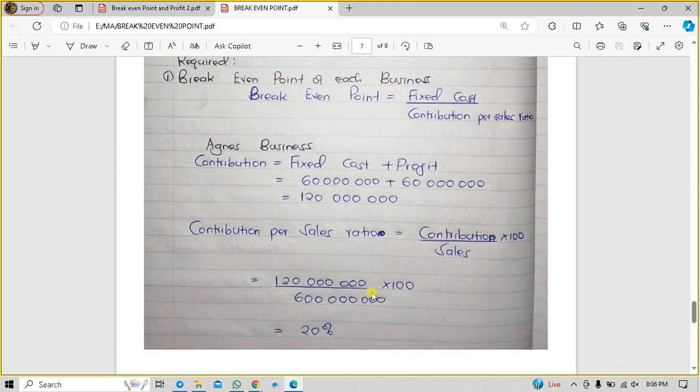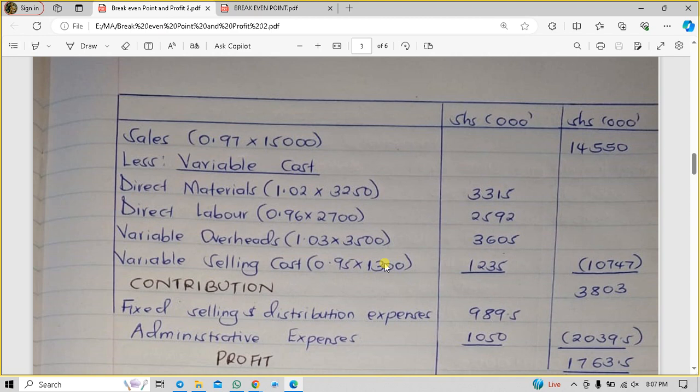So you multiply by 100. You take the contribution, divide by sales times 100. So what is your contribution per sales ratio? I can see 26.14%. I also have the same. So let's use 26.14%. Then we come and take our fixed cost. Fixed cost is this.